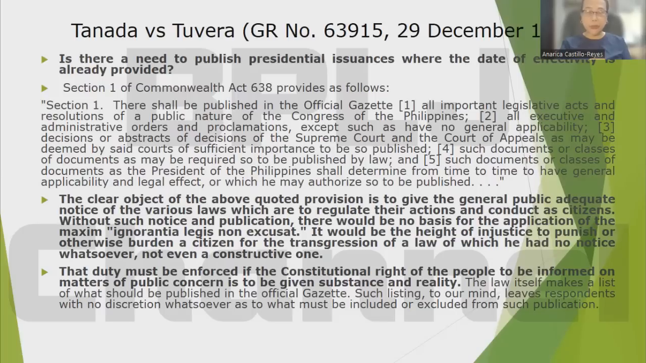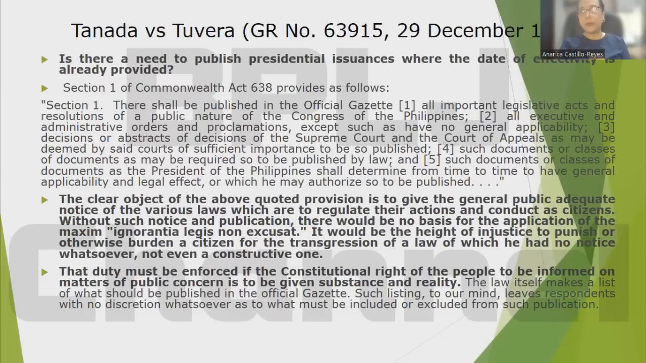Quoting Tañada versus Tuvera, the clear object of the provision is to give the general public adequate notice of the various laws which are to regulate their actions and conduct as citizens. Without such notice and publication, there would be no basis for the application of the maxim ignorantia legis non excusat. It would be the height of injustice to punish or otherwise burden a citizen for the transgression of a law which he had no notice whatsoever, not even a constructive one.